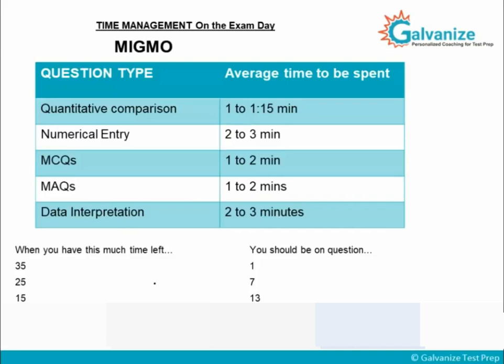So again, what should you do during the exam? Suppose you have the entire 35 minutes left, you should be on question number 1. When you have 25 minutes left, you should be on question number 7. You have 15 minutes left, you should make sure that you are on question number 13. You just have 5 minutes left, you should be on question number 19, right? On the 20th question, the section winds off, you're going to submit it.